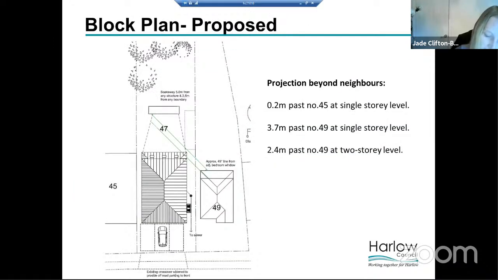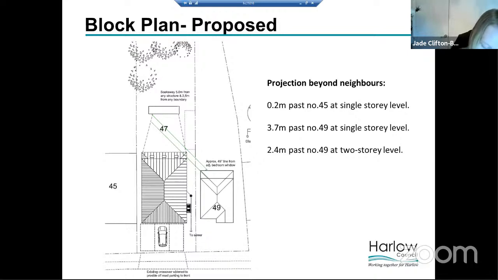The proposed dwelling would be positioned further from the side wall of number 45, but would be 0.7 metres closer to number 49. It would project 0.2 metres past number 45 at single storey level and 3.7 metres past number 49 at single storey level and 2.4 metres past number 49 at two-storey level. It will be set apart from both neighbouring properties.